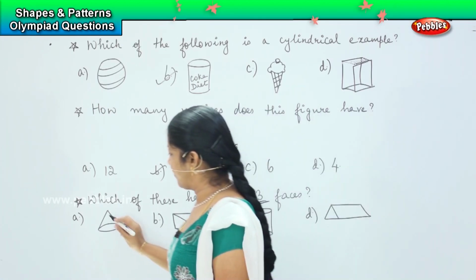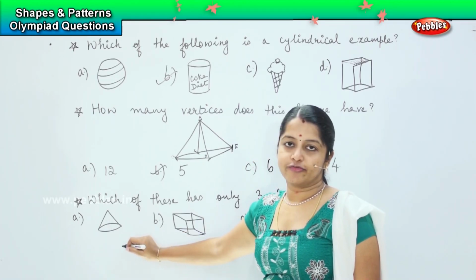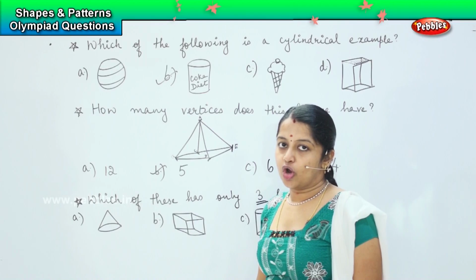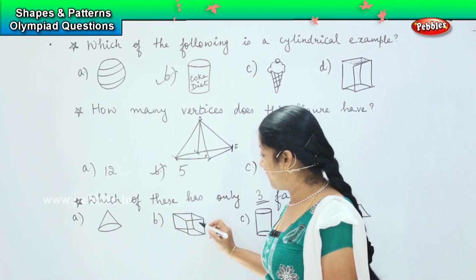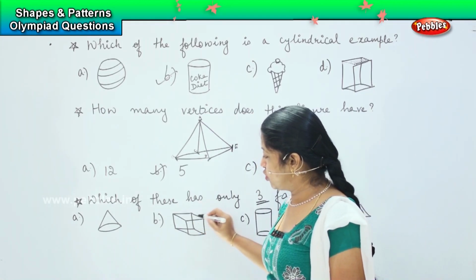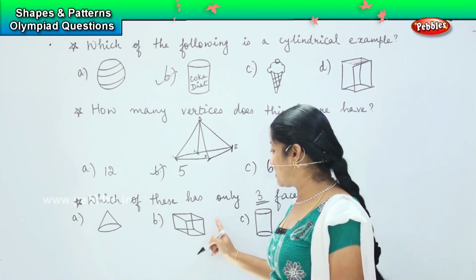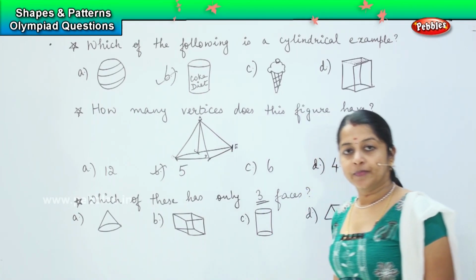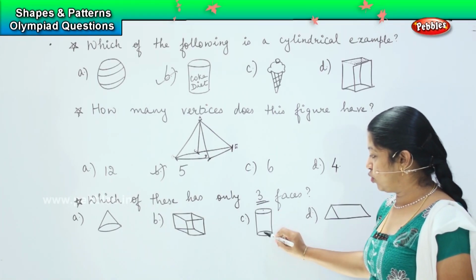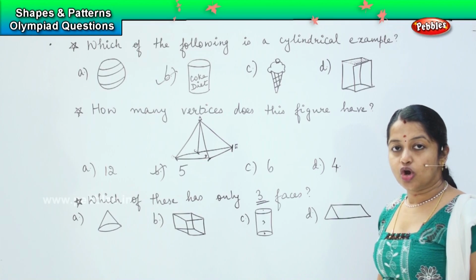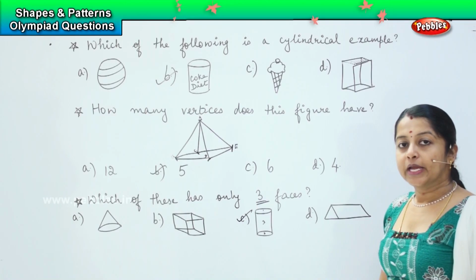So coming to the first one, how many faces does it have? It has got only 2 faces, right? One is the flat face and one is the curved face. So cone is not the right option. Coming to the next one, how many faces does this cuboid have? Let us count. 1, 2, 3, 4, 5 and 6. So cuboid has got 6 faces. So this is also not the right option. Coming to the next one, the cylinder. 1, 2 and 3. So it has got 2 flat faces and 1 curved face, right? So option C, cylinder, is the right one.